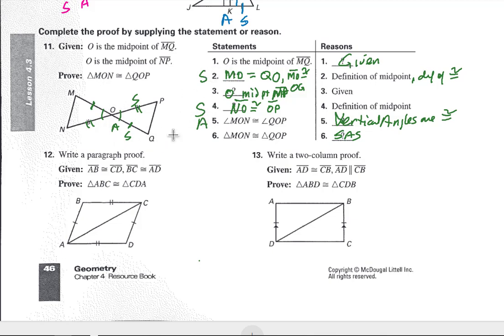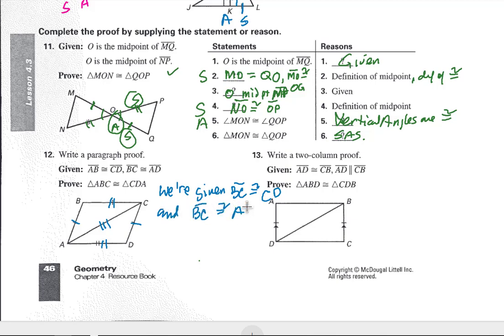Looking at number 12, we need to do a paragraph proof. So a paragraph proof is like 3 or 4 sentences that take the place of the 2-column proof. We still have to get the same arguments in there. So we might start out saying that we're given that AB and CD are congruent, and that BC and AD are congruent. And then by the reflexive property, we can see that CA is congruent to itself, which basically gives us that triangle ABC is congruent to triangle CDA. So that's what we're going to write out pretty much as the proof.